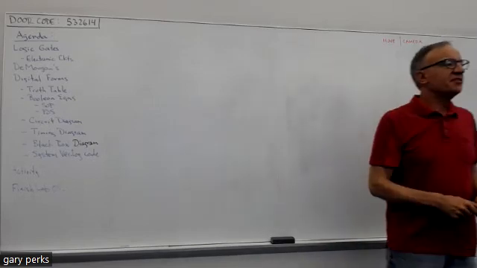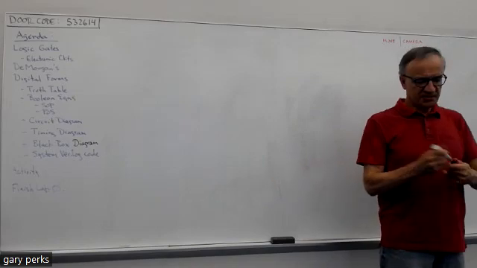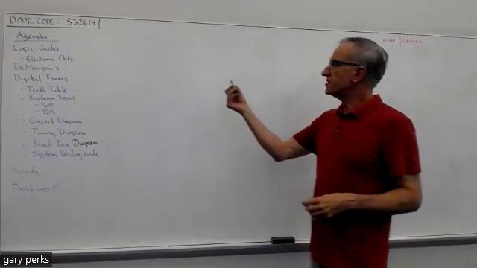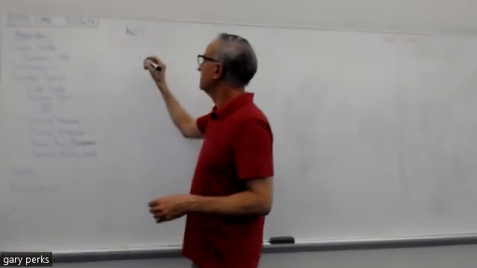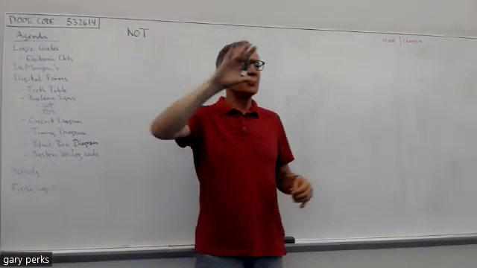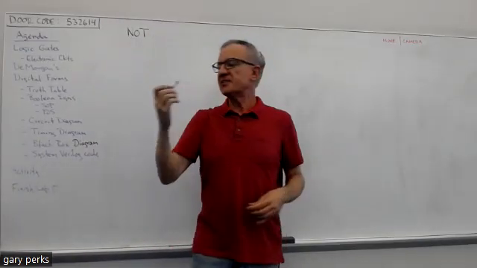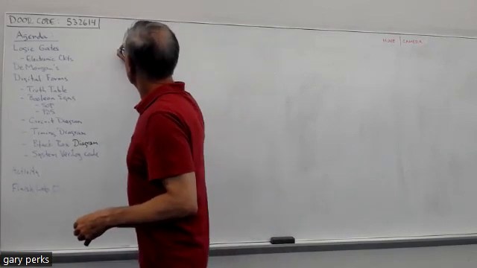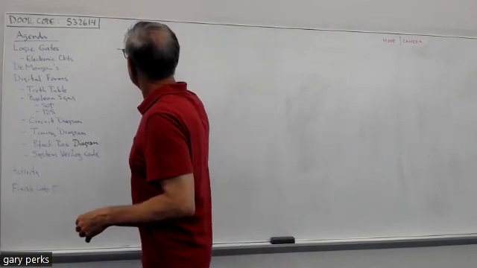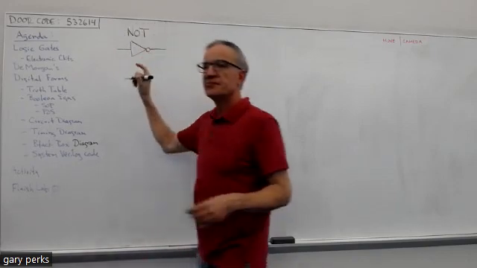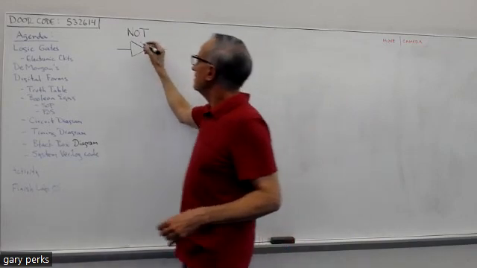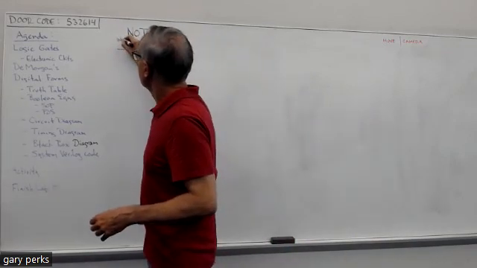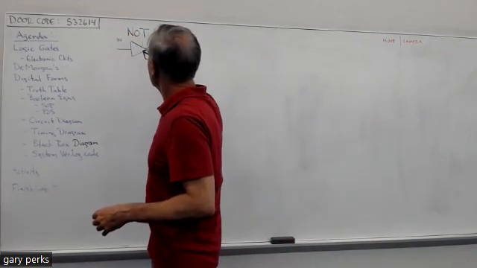Okay, so we're going to start with our basic logic gates. The first logic gate we're going to talk about is the NOT gate. Each gate has its own symbol that identifies the gate. The NOT gate symbol looks like this. It's an arrow with a little bubble. This is the input side, and this is the output side.